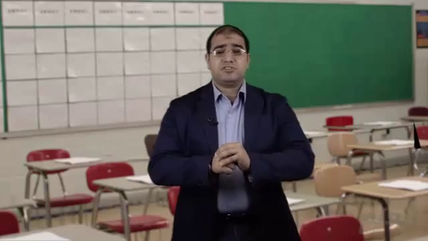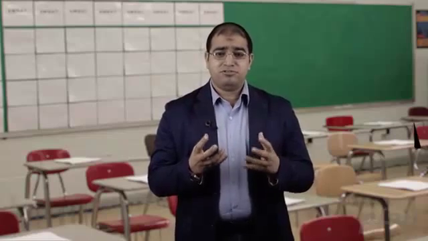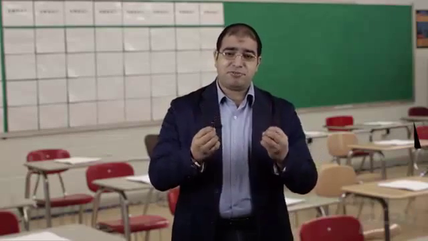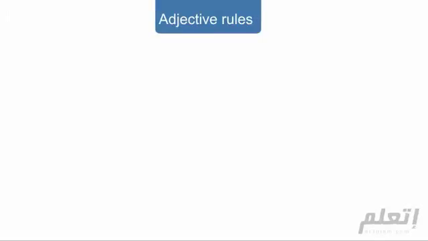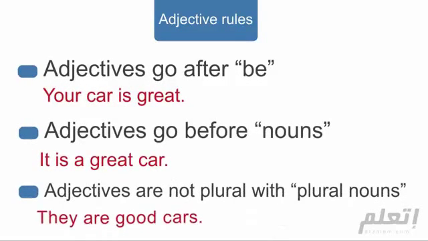Now, so we're talking about adjectives. And these were some of the adjectives we have in the English language. But what is the rule for using adjectives? Now, let's have a look at this very simple rule for using adjectives. Let's go together. Adjectives go after verb to be. For example, your car is great. Great is an adjective and it comes after verb to be, is.